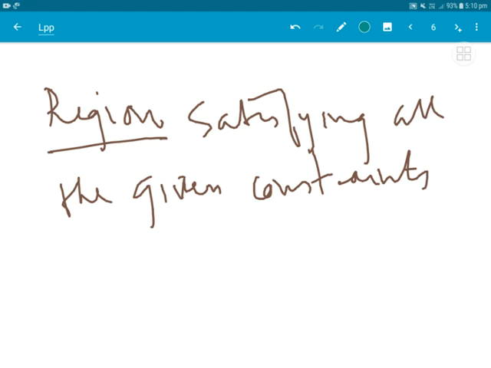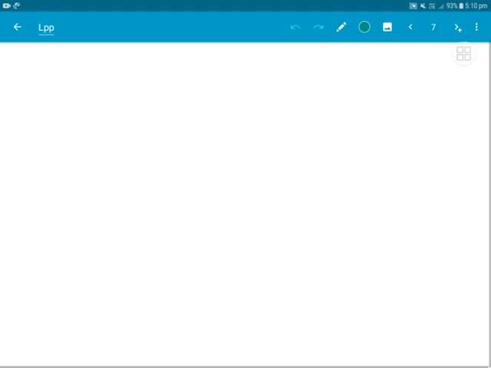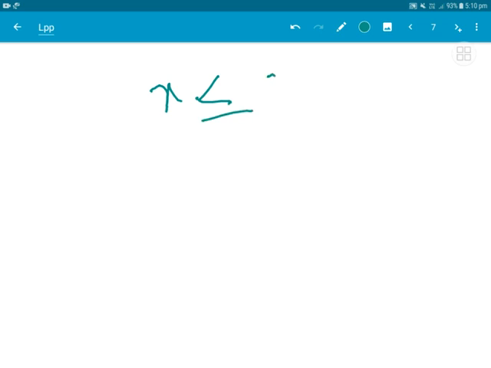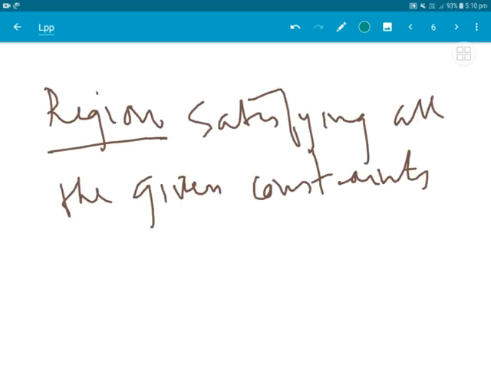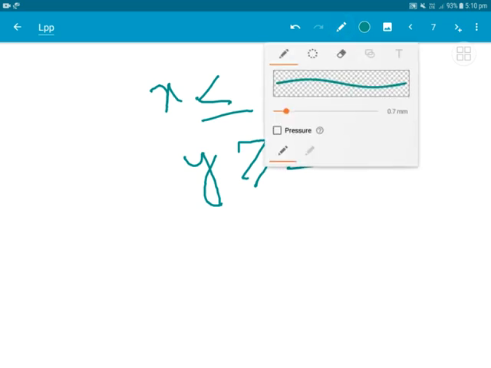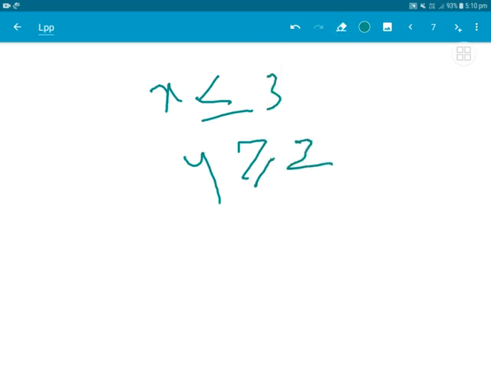Okay, so it may seem obvious that whenever any problem is provided to us, we will always get some feasible region. But no, that is not always the case. In general, for example, suppose we consider x less than or equal to 3, and then I take y greater than or equal to 2. And let me just take it in terms of x only.